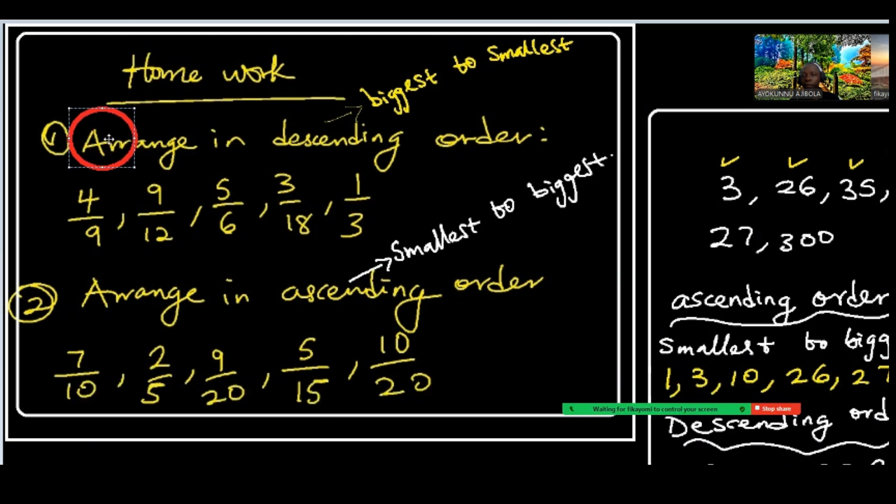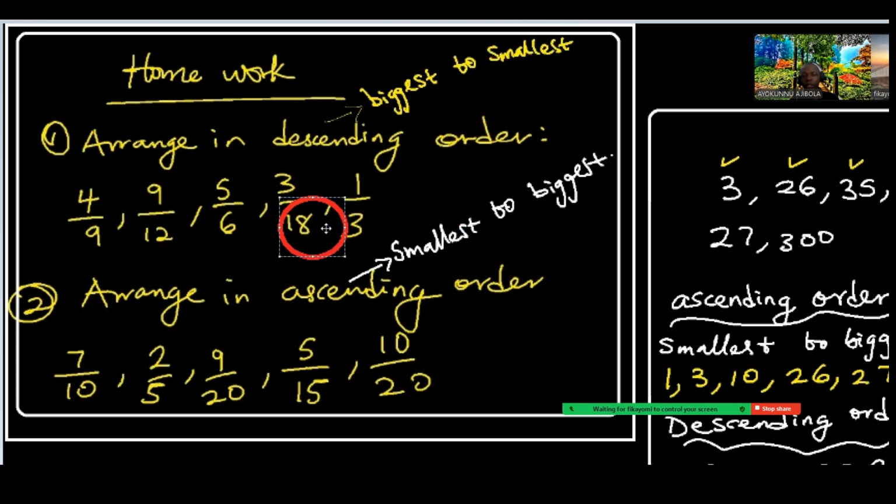Read this for me. It says arrange in descending order. Read it. Let me hear you. Arrange in descending order. And what does that mean? Look at it here. Look at what it means. Biggest to smallest.